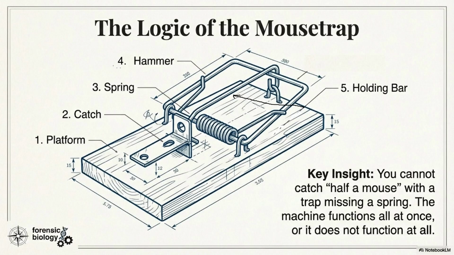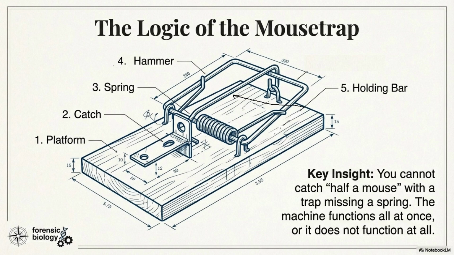Now, here is Behe's test. If you take that mousetrap and you remove just the spring, do you have a mousetrap that works half as well? No. You just have a piece of wood with some junk on it. It catches exactly 0 mice. Exactly. It is not 50% efficient. It is totally broken. The function of catching a mouse only appears when all the parts are assembled and working together. That is irreducible complexity. You can't reduce it any further without losing the function completely.